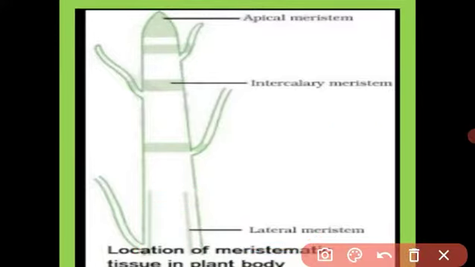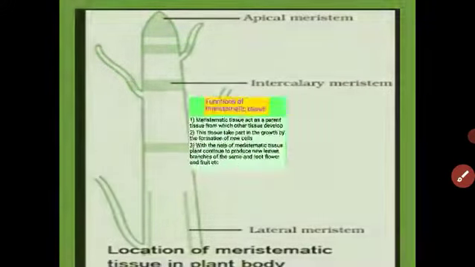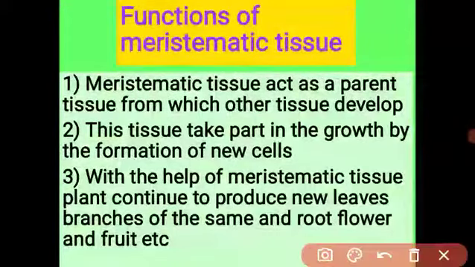Understood, student? What is the meristematic tissue? What are the types of the meristematic tissue? Let us see some functions of the meristematic tissue. Meristematic tissue is also called the parent tissue. Why? Because the meristematic tissue grows, and when it takes a permanent shape and performs a particular function, it converts into permanent tissue. So it is called the parent tissue. This tissue takes part in growth. Due to the meristematic tissue the plant can grow, and meristematic tissue produces new leaves, flowers, branches and fruits.